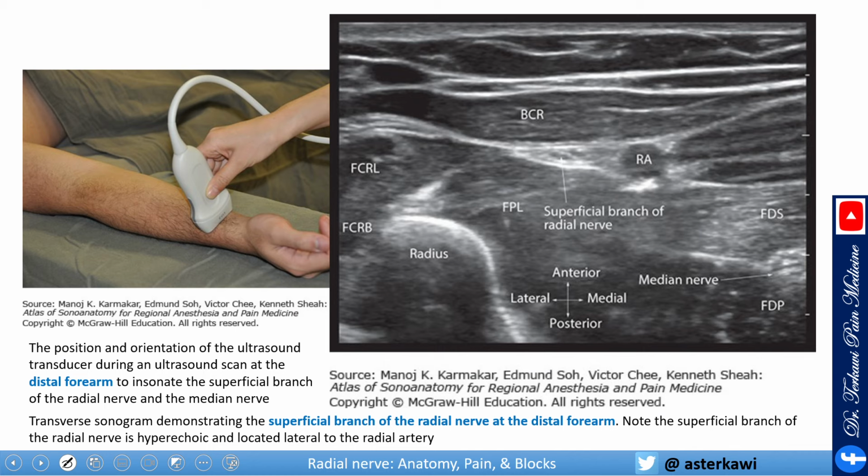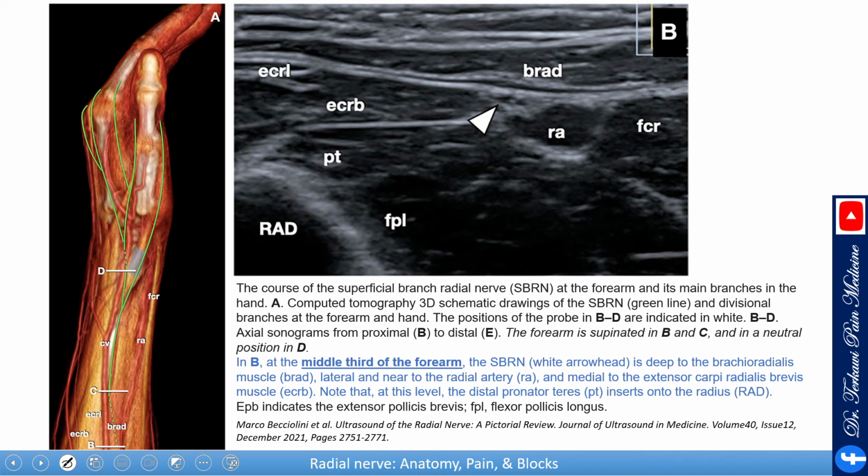Now, going farther down, this is close to the wrist. Now you see the superficial branch close to the radial artery underneath the brachioradialis tendon at this point. So superficial branch, as you see it. So now, let me show you more images here.